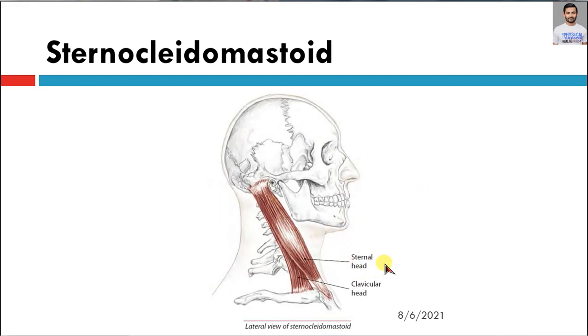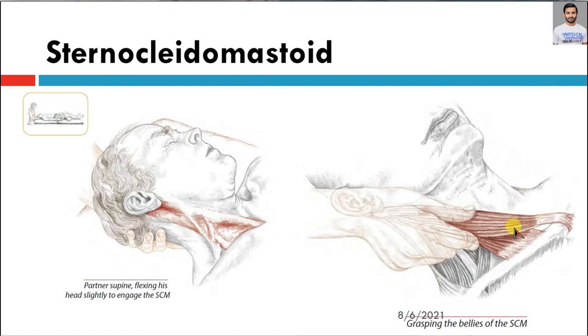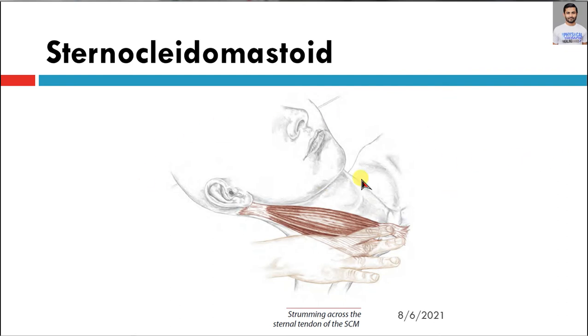Sternocleidomastoid has two fibers, the sternal fibers and the clavicular fibers. So sternocleidomastoid runs from the sternum towards the mastoid process. If you ask your partner to lie supine and rotate their head about 45 degrees, and then you resist the cervical flexion, the sternocleidomastoid becomes very prominent. So you can find the sternal fibers on the anterior side and the clavicular fibers on the posterior side, but they will merge towards the mastoid process. Here you can see, and you can also differentiate between the sternal fibers and the clavicular fibers. The therapist is trying to find the sternocleidomastoid, both fibers.